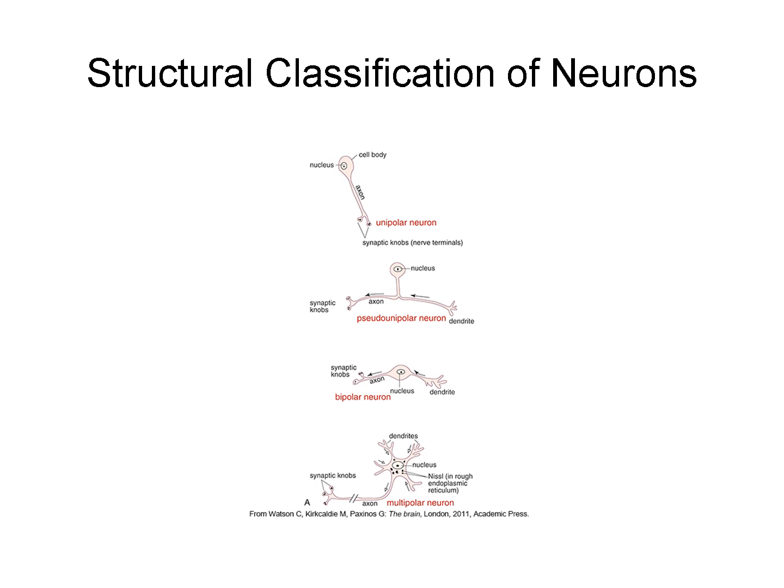These structural differences allow neurons to perform specialized functions depending on their location in the nervous system. For example, sensory neurons are often pseudounipolar, while motor neurons tend to be multipolar.